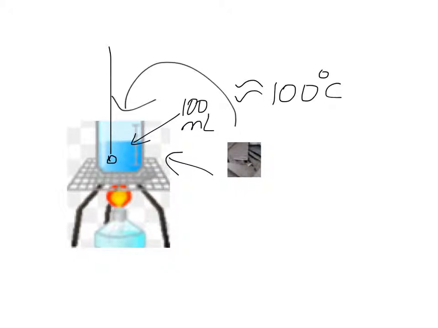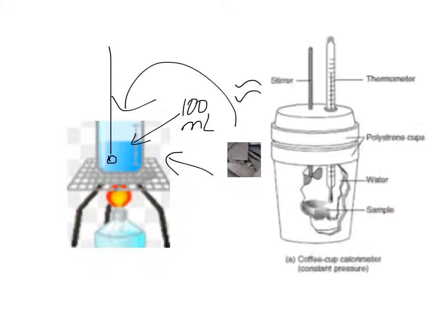So after you get that temperature, you're going to take your tongs and remove the metal pieces. But before you do that, you have to be prepared. So while your water is boiling, you're going to get your calorimeter ready.